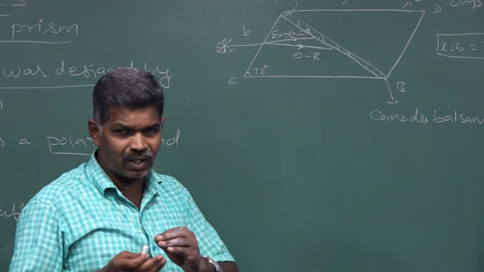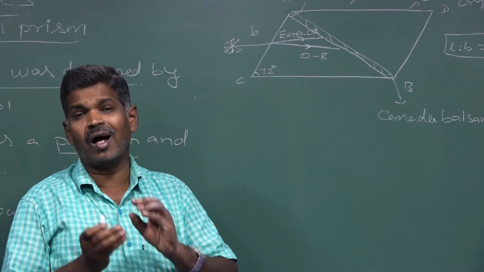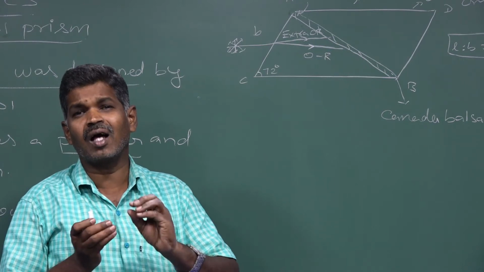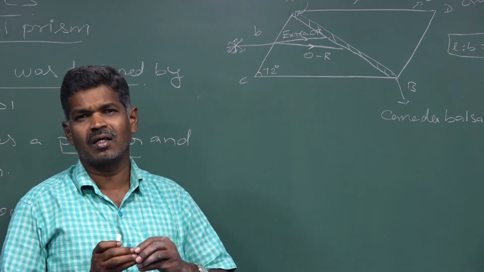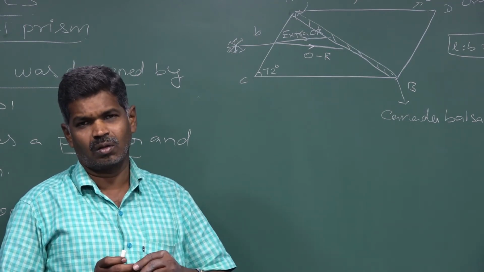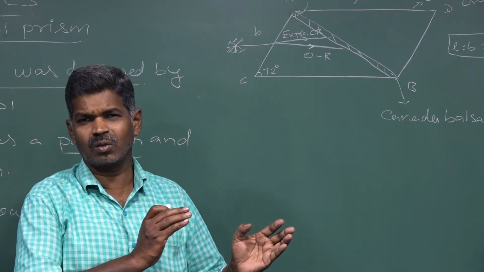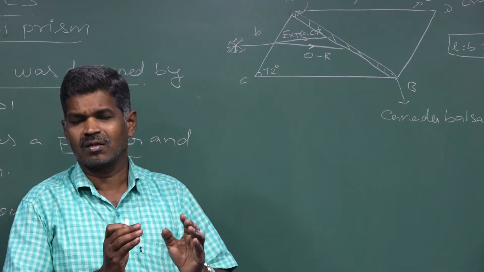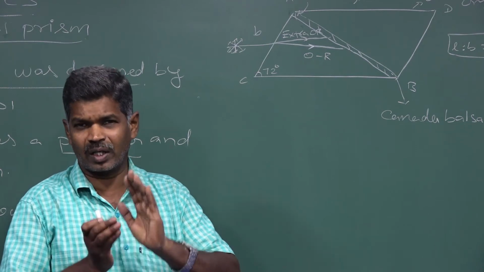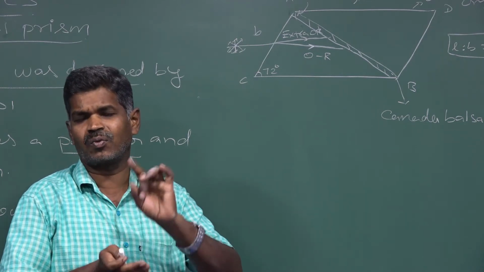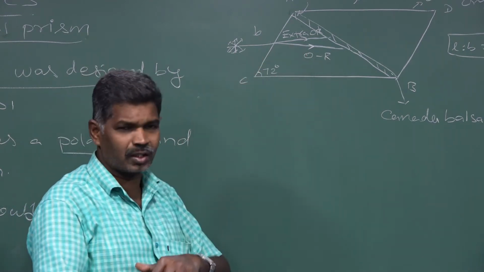What is the difference between ordinary ray and extraordinary ray? Ordinary ray obeys the laws of refraction, but extraordinary ray does not obey the laws of refraction. So there we have Snell's law, mu is equal to sin i by sin r. That mu is a constant. The refractive index for that ray is constant for a given material medium. So that is for the ordinary ray only.